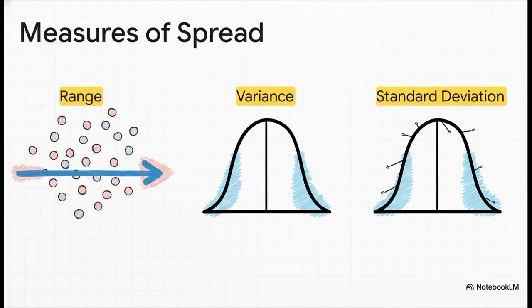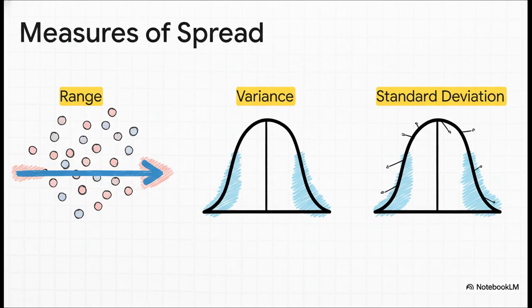The range is the easiest one, just the difference between your highest value and your lowest. But variance and standard deviation are way more powerful. They basically tell you, on average, how far away each data point is from the mean. A small standard deviation, that's gold. It means your process is tight, consistent, predictable, exactly what you want in Six Sigma.